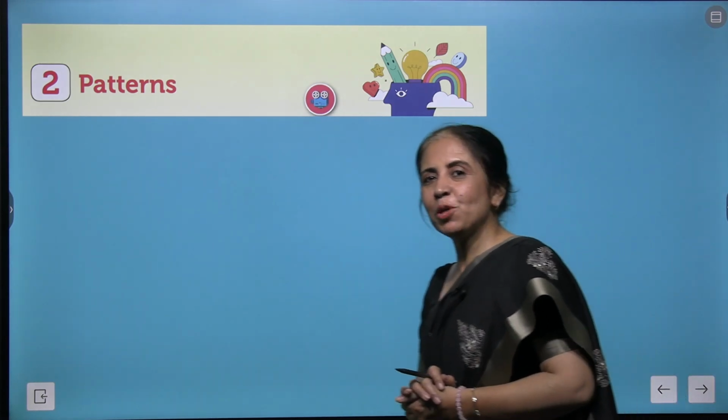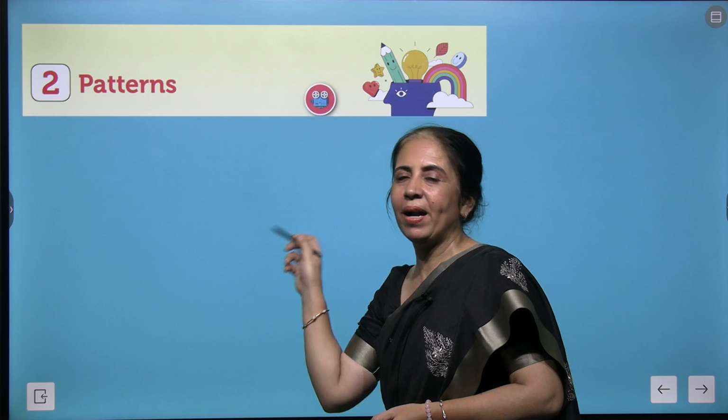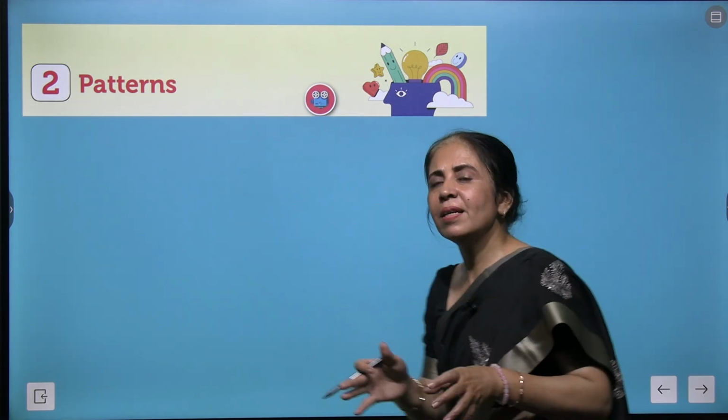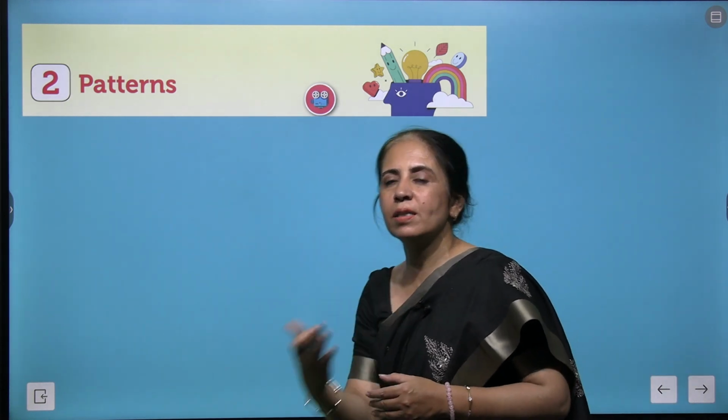Hi kids, it's time to begin with your reasoning book, grade 3, chapter 2: Patterns. Come here. So could you tell me what patterns are? A pattern is something that gives you a visual symmetry of a certain order.